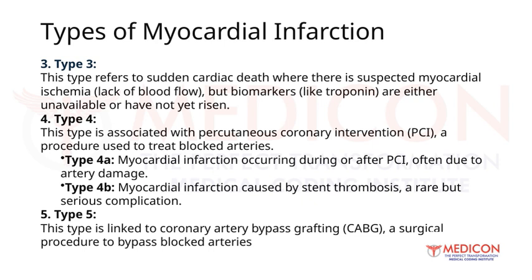Moving on to type 4, which is associated with percutaneous coronary intervention, or PCI. This is a common procedure used to open up blocked arteries. Within this category, there are two subtypes to be aware of. Type 4A occurs when a myocardial infarction happens during or after the PCI procedure itself. This can often be due to damage to the artery during the intervention. Then, type 4B relates to stent thrombosis, which is a rare but serious complication where a blood clot forms at the site of a stent, leading to a new infarction.